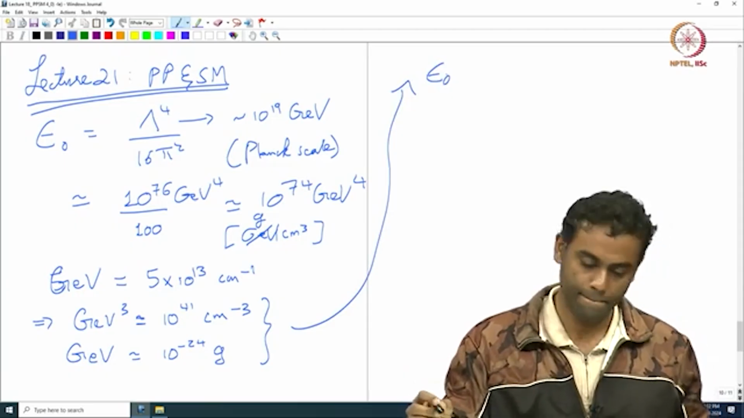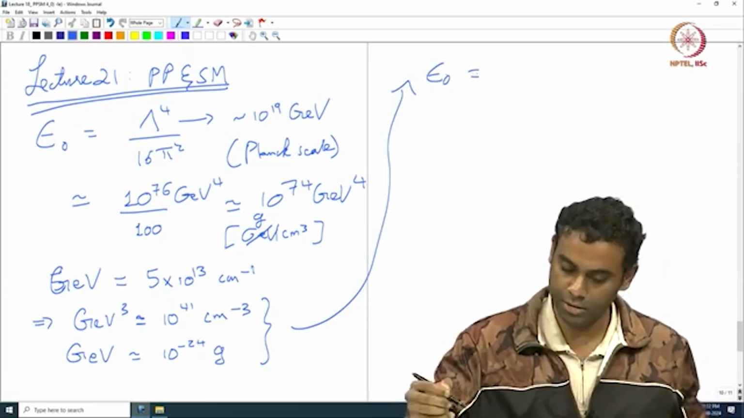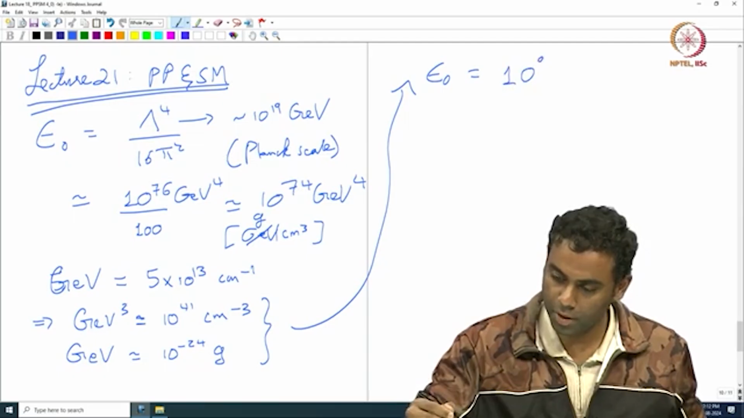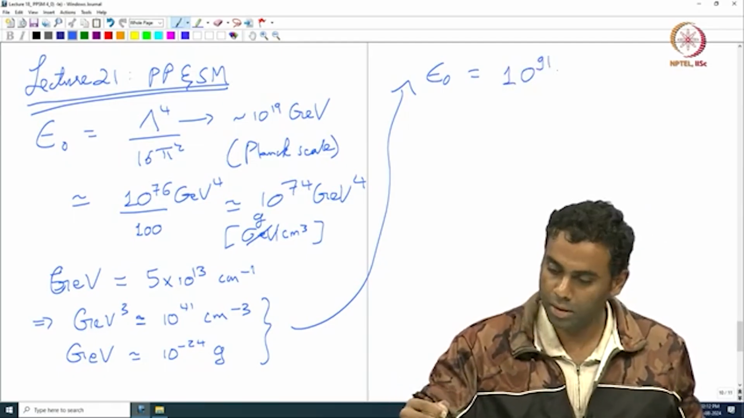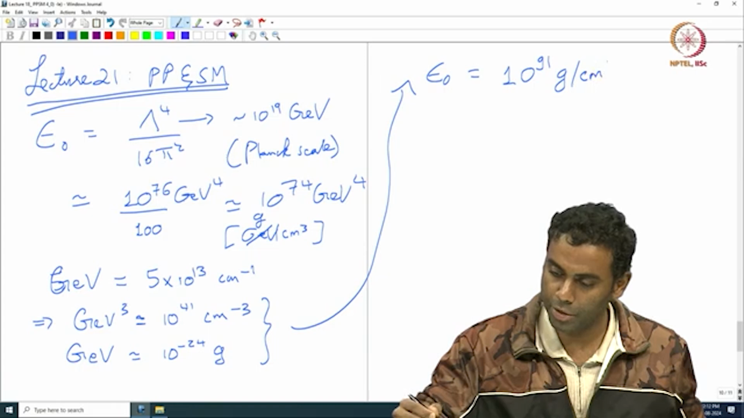epsilon 0 is 10 power 91 grams per centimeter cubed. Okay.